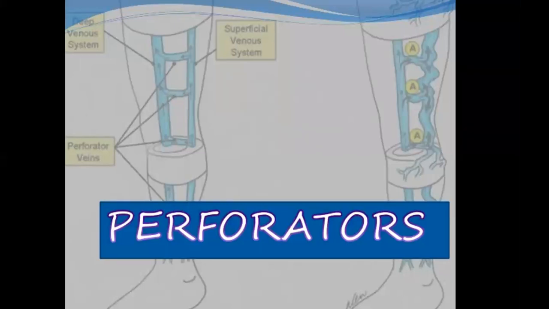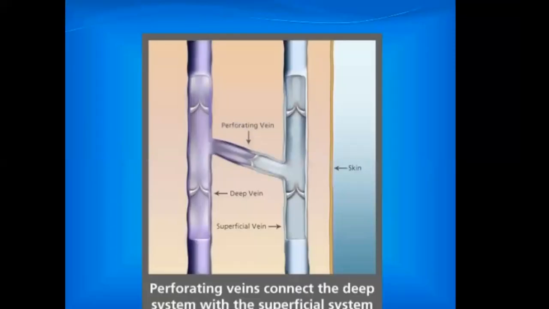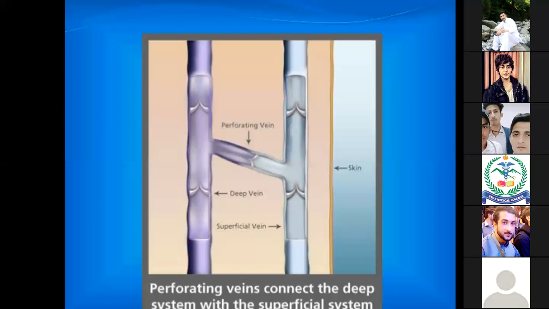So basically we have three types of veins to drain the lower limb. One is the superficial, the other is the deep, and the veins connecting the superficial to the deep are the perforators. This is another diagram for perforators to make you understand. You can see this is the deep vein and this is the superficial vein close to the skin. This is the perforating vein making a bridge between the deep and the superficial vein. Got it? This is easy, this is not confusing.